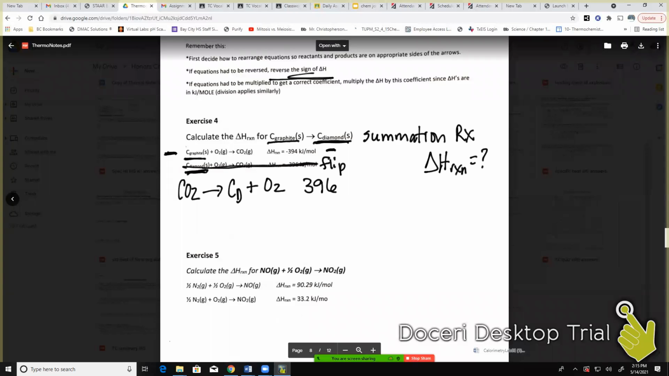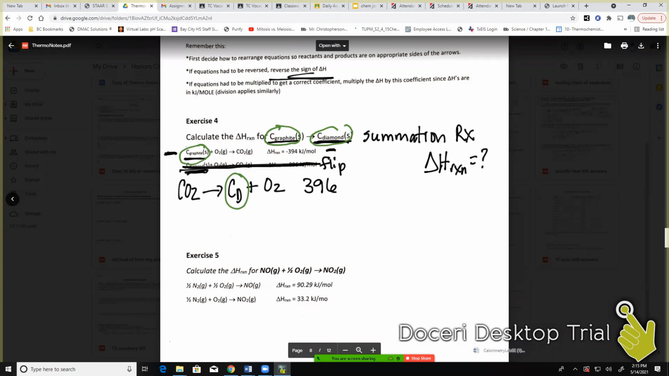I'd like to scratch that out so I won't accidentally get confused. All right, so at this point, I'm going to see what I have. I have my C graphite. Yep, that looks good. I have my C diamond. Yep, that looks good. I've got these other things that I don't need, so now I need them to cancel out.